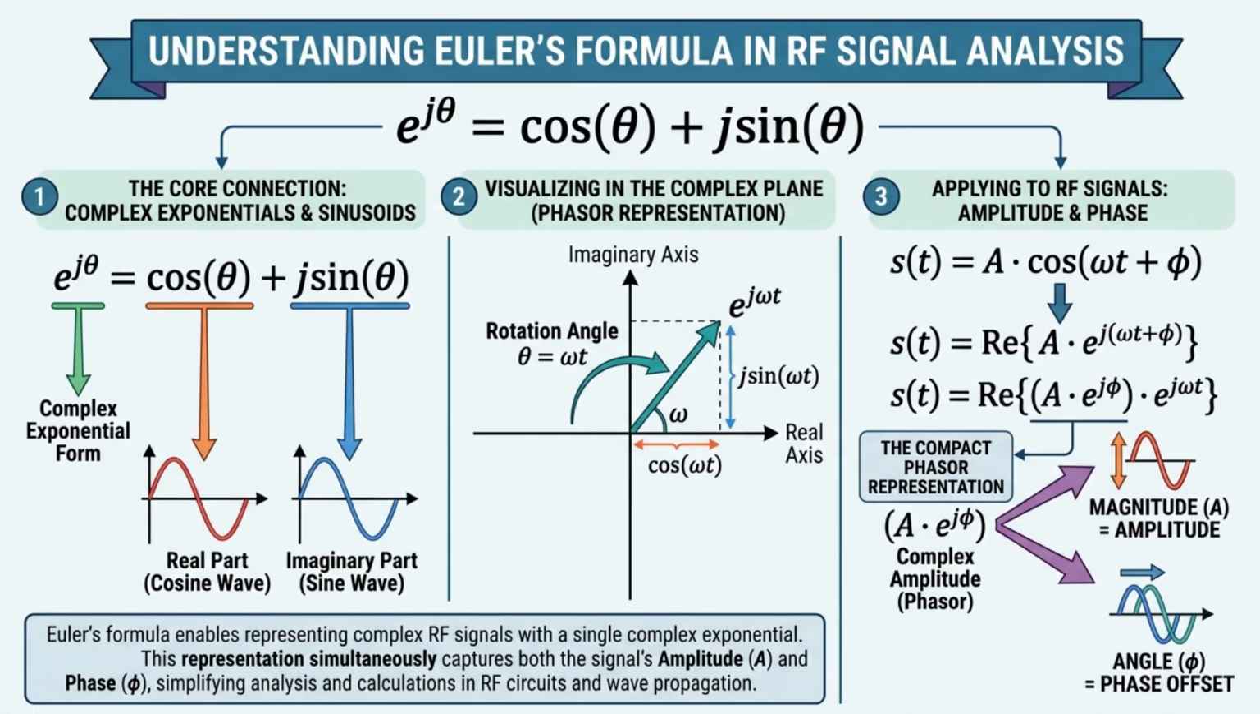Euler's formula connects exponential functions with sinusoidal oscillations, allowing signals to be expressed in compact exponential form. This representation captures both amplitude and phase information simultaneously, which is critical in RF circuit and wave analysis.